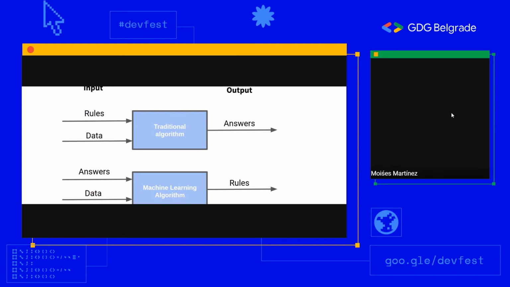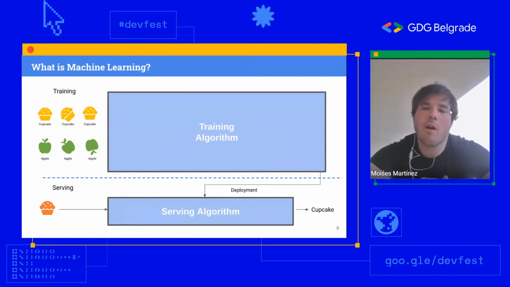Imagine that we want to create a system that has to identify an iPhone.